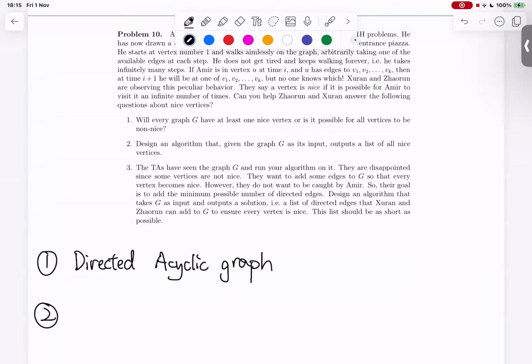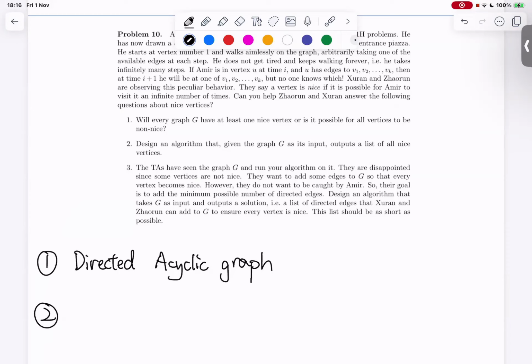For part 2, we have to design an algorithm that, given the graph G as its input, outputs the list of all nice vertices. As I mentioned, if a graph contains a cycle, then all the vertices in this cycle are nice. And I want to introduce another idea. It's called the strongly connected component.